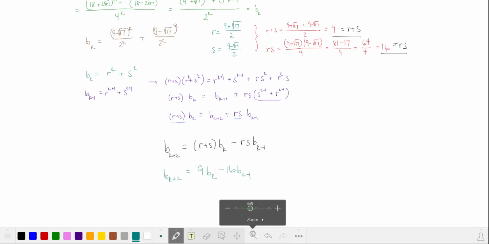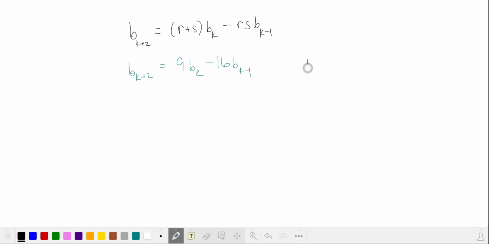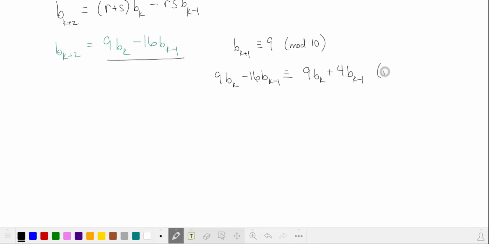Now that we found our integers, we want to figure out when these b's are going to have a 9 in the units digit. So we'll substitute our expression here, and we'll simplify it a bit in terms of mod 10. We'll start our sequence at b0. b1 is just the sum of r and s. We already found that. That's 9. And we found our first valid value of n.